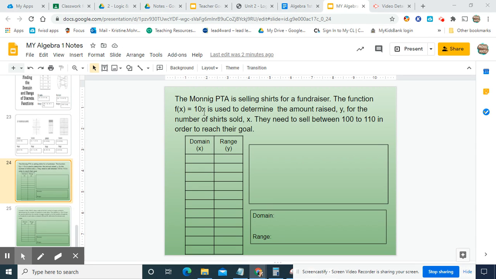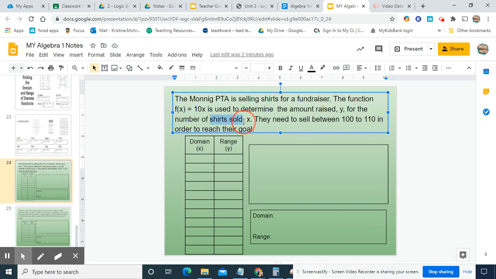But you'll see here we are given a function 10x, and it tells us here that y is however much is raised. So the money's always going to be our y value, and the number of shirts is going to be x. So they need to sell 100 to 110 shirts to reach their goal. Well, since domain is x, and x right here tells us the number of shirts, that means that our domain is going to be 100 to 110.